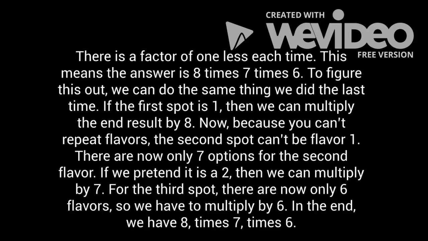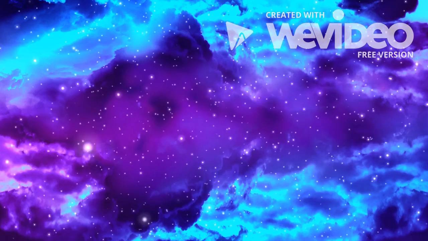Now, because you can't repeat flavors, the second spot can't be flavor 1. There are now only 7 options for the second flavor. If we pretend it is a 2, then we can multiply by 7. For the third spot, there are now only 6 flavors, so we have to multiply by 6. In the end, we have 8 times 7 times 6.